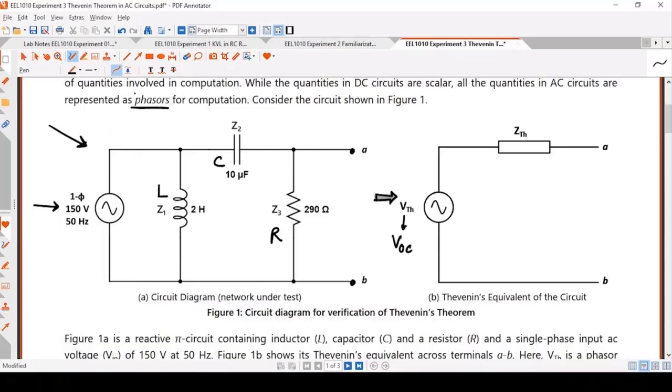Important thing here is that all quantities are in phasors because we are dealing with AC circuits and not DC. So the first step is to measure open circuit voltage, right? Very easy. Just take a multimeter and put its probes here. So what you're seeing on the multimeter is the magnitude of VOC, the RMS value of VOC.